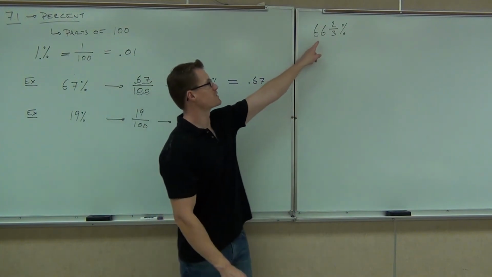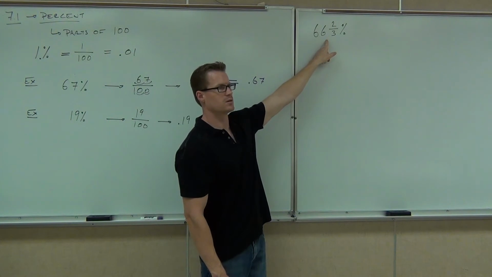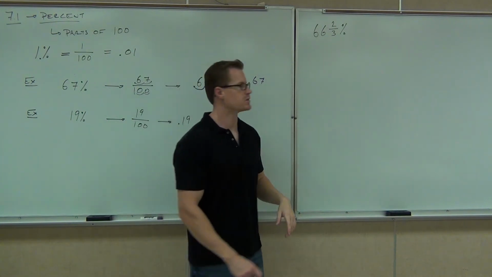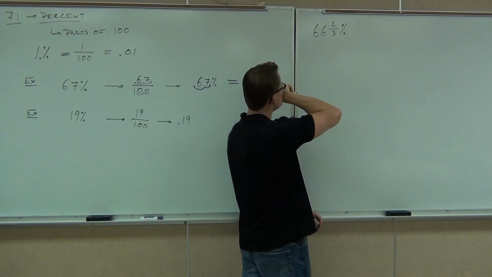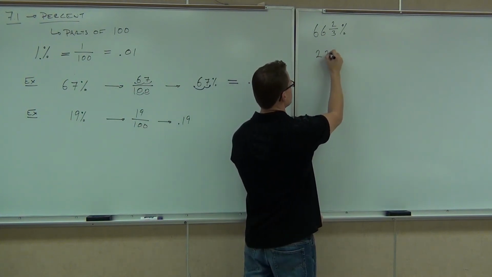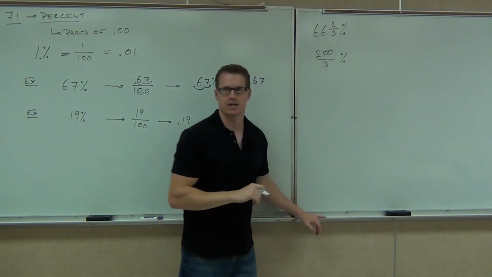Firstly, could you translate this into an improper fraction? Yes. How much is it going to be? You can use your calculator if you want. 200 over 3. Yeah, very good. So it'd be 200 over 3%, yeah?